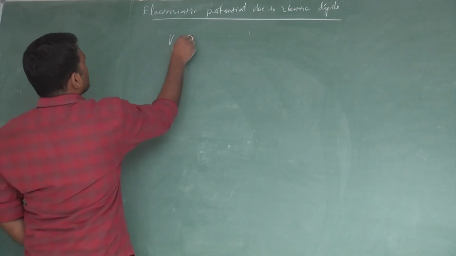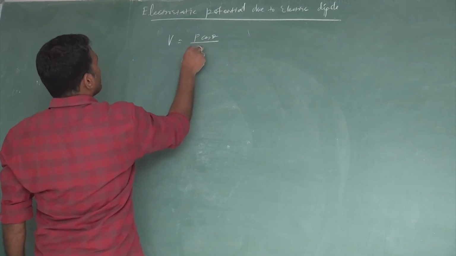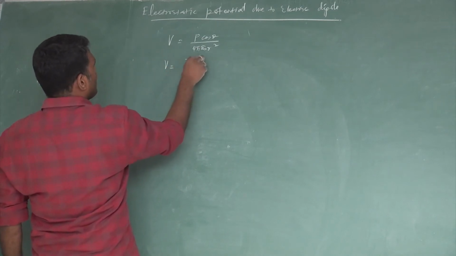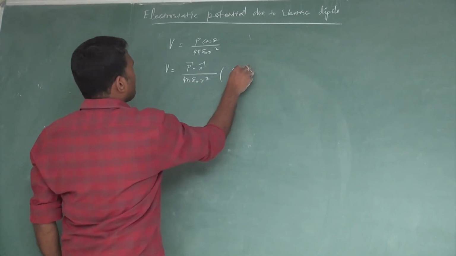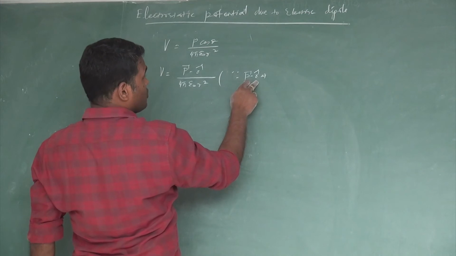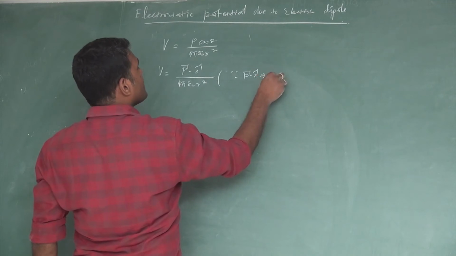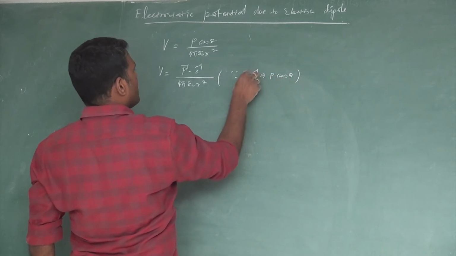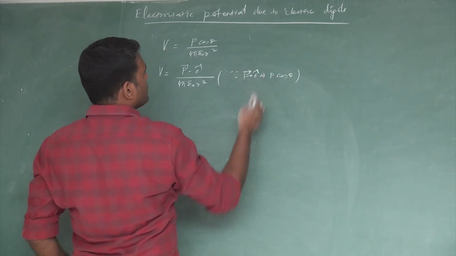So the potential at the point due to a dipole is given by v equals p cos theta divided by 4 pi epsilon naught r square, and this can be expressed in vector form as p vector dot r cap divided by 4 pi epsilon naught r square. Since p vector dot r cap, where r cap is a unit vector, is the product of the magnitudes of these two vectors into cos of the angle theta between the two vectors, we can write this as p, r is a unit vector so 1, cos theta. So p cos theta is nothing but p vector dot r cap, the dot product of two vectors.